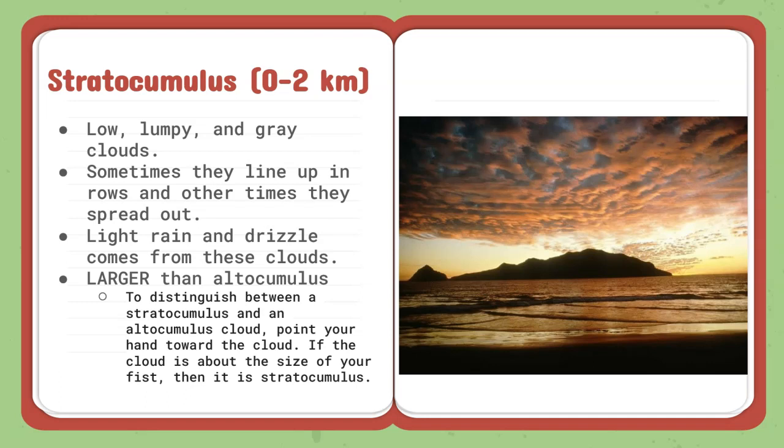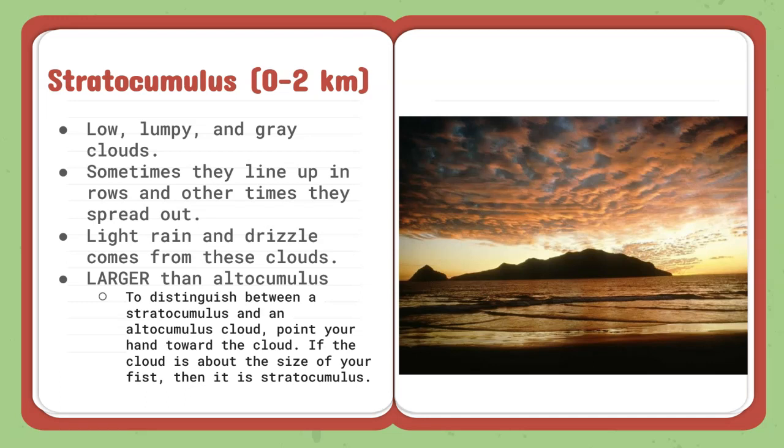These are low-level clouds, but they are a lumpy gray cloud. Sometimes they line up in nice, neat rows, and other times they can be spread out. In our picture to the right, you can see the rows formed. These clouds tend to bring a light rain or drizzle, and if they are larger than altocumulus, then they are the stratocumulus clouds. So let me explain that a little bit more.